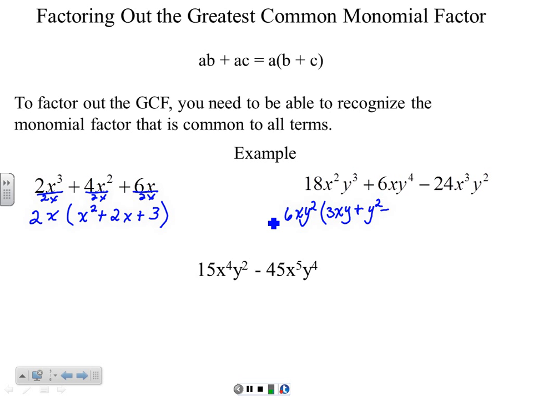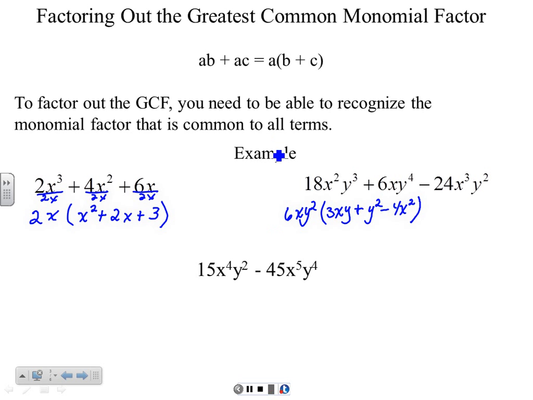For the last one, 24x to the third y to the second divided by 6xy to the second. 24 divided by 6 is going to be 4. X to the third divided by x is going to be x squared. And y to the second divided by y to the second is just going to be 1, so those are going to cancel out. So there's your answer here.